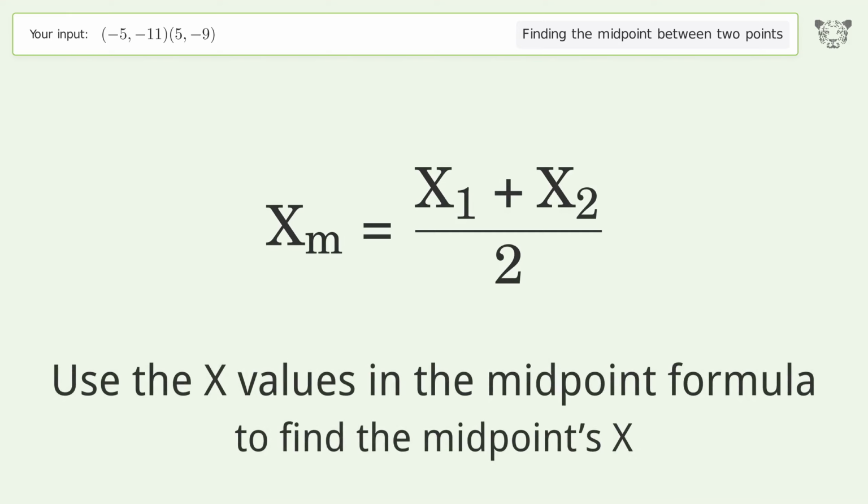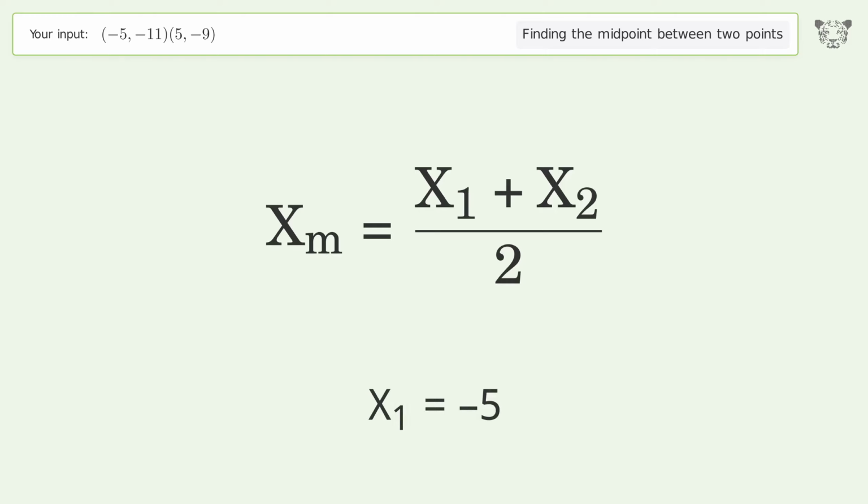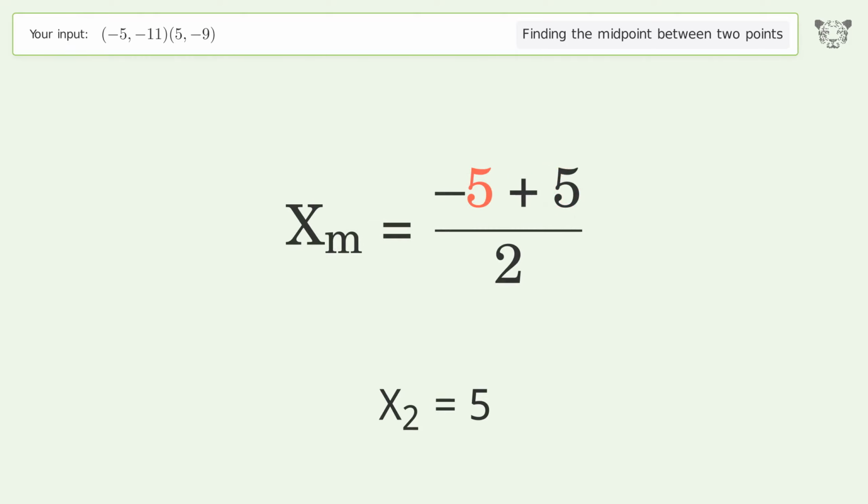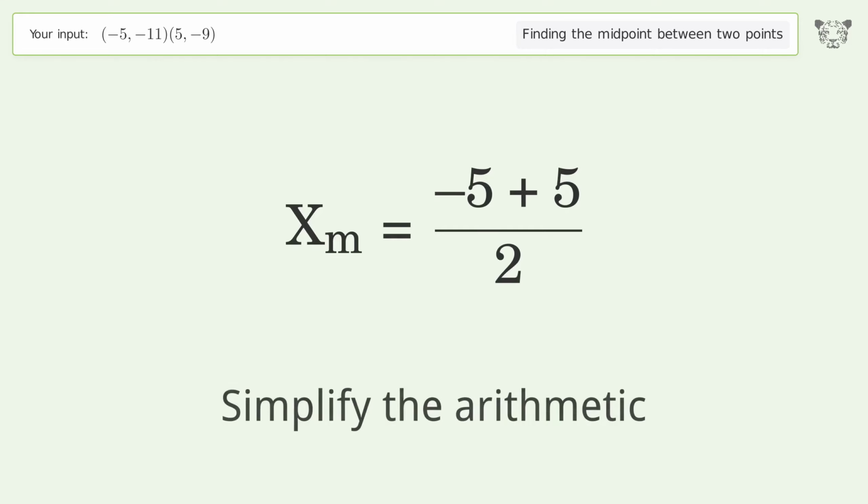Use the x values in the midpoint formula to find the midpoint's x. x1 equals -5, x2 equals 5. Simplify the arithmetic.